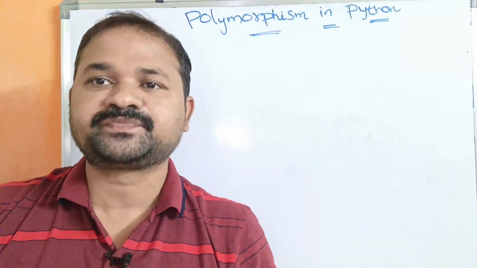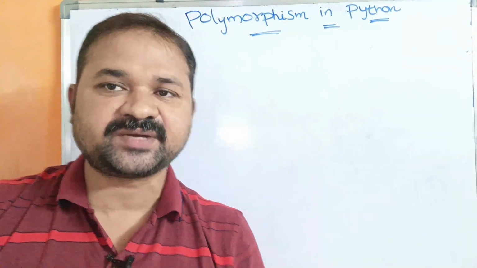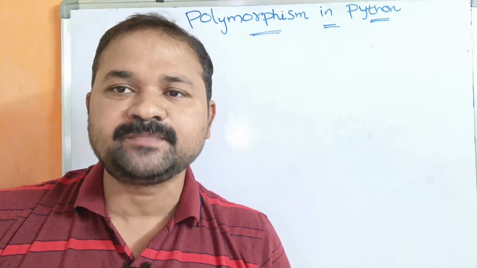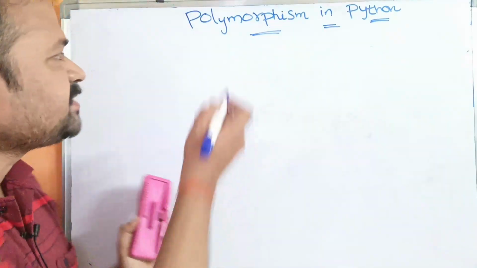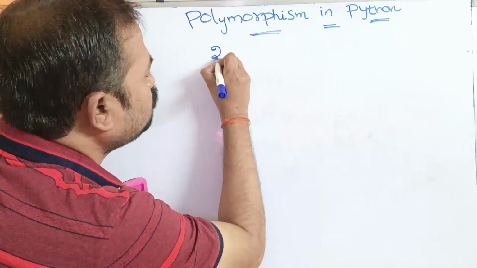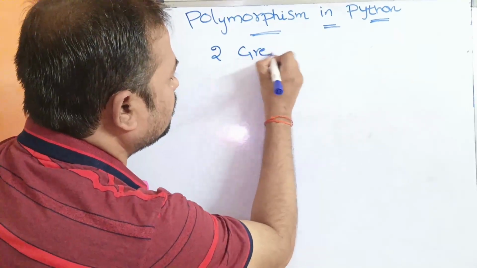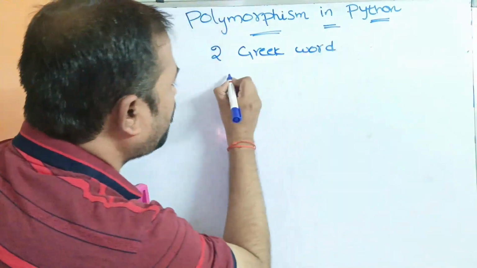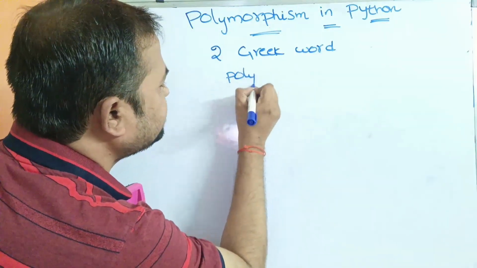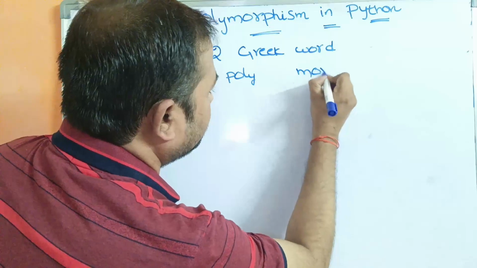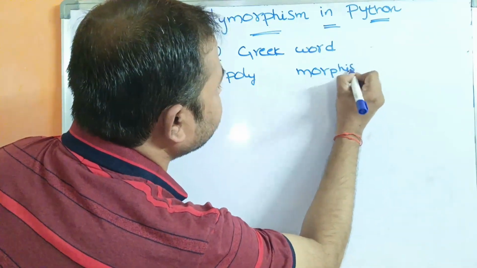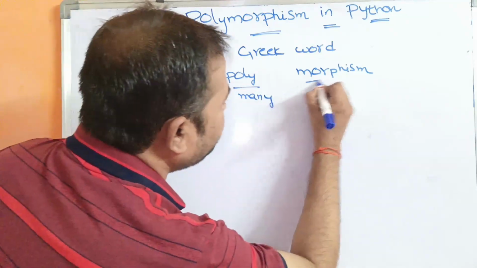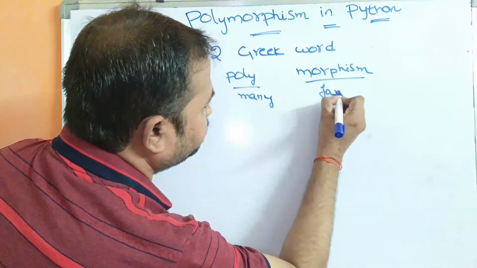In this video, we are going to discuss polymorphism in Python programming. Polymorphism is derived from two Greek words: poly and morphism. Poly means many, whereas morphism means forms.